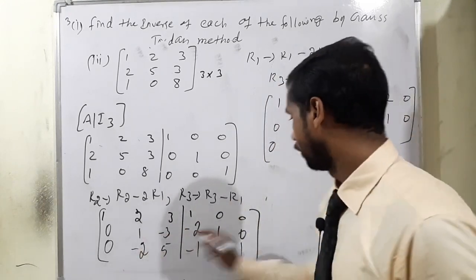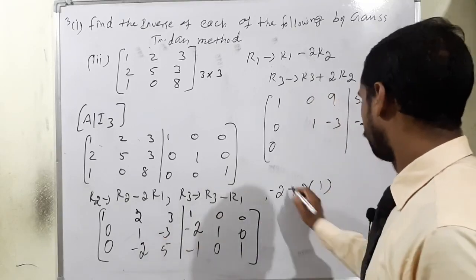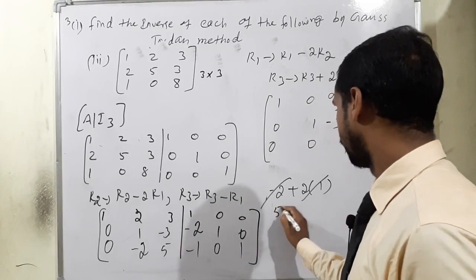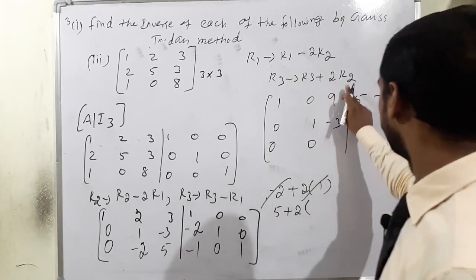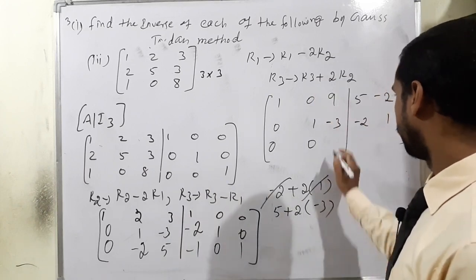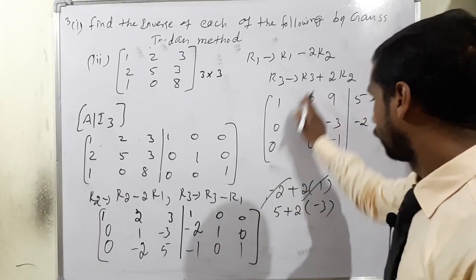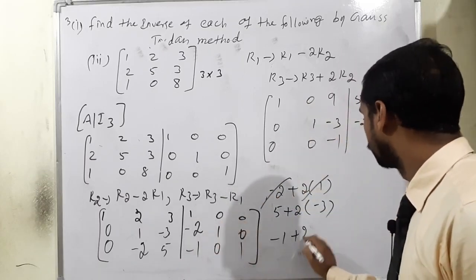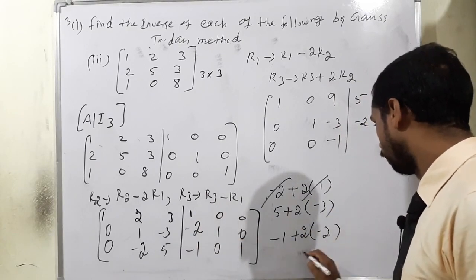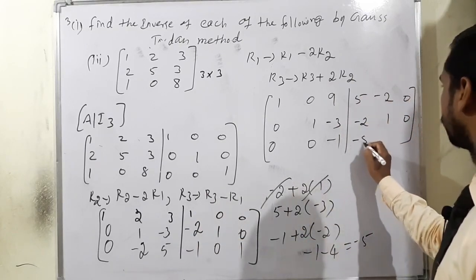Next condition, R3 is equal to minus 2, but positive 2 into R2 value, minus 2 plus 2 cancel means 0. Next condition, 5 is there. 5 plus 2 into R2 value, minus 3. 5 minus 6 is equal to minus 1. Next condition, R3 value minus 1 plus 2 into R2 value minus 2, isn't it? Therefore, minus 1, 2 into 2 minus 4. Therefore, answer will be minus 5.